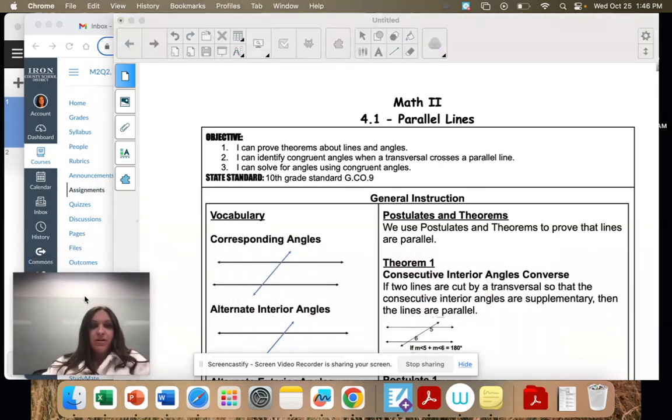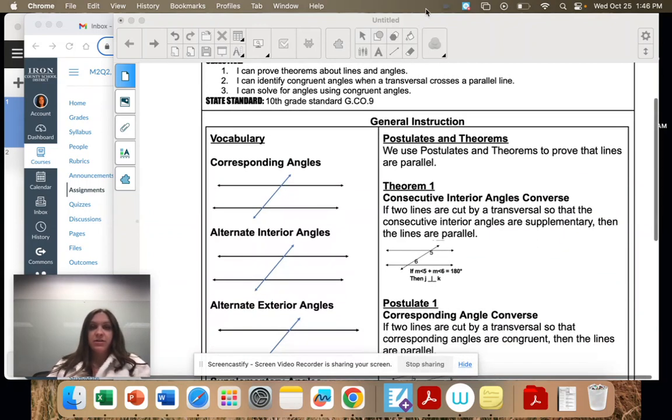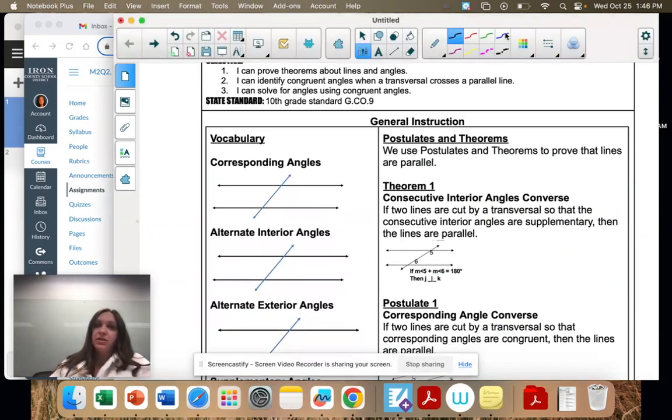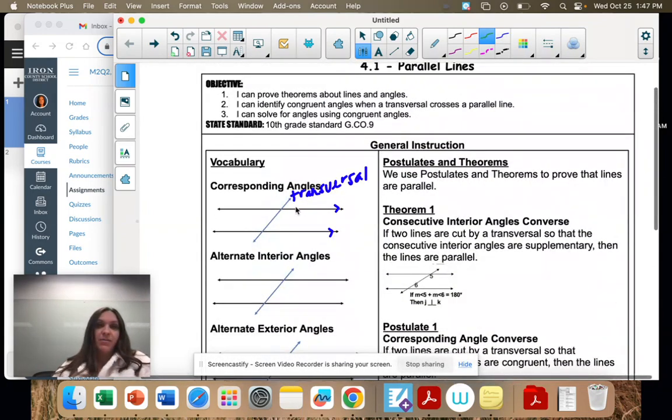Okay, so we are on 4.1, where we're talking about parallel lines with transversals. So something happens when we have two parallel lines. These are parallel, and that's how we mark them. And this line we call a transversal. So it's a line that cuts through two parallel lines. And we get different types of angles when that happens.